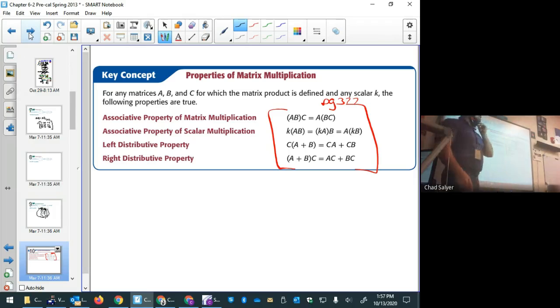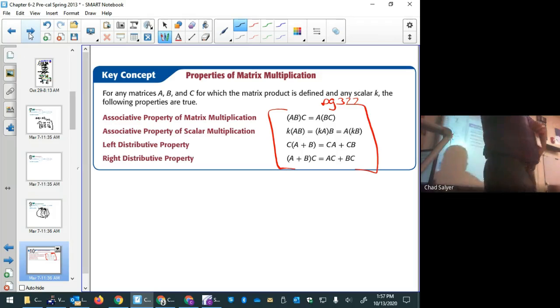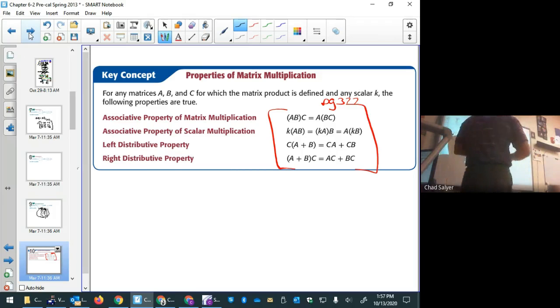So some properties of matrix multiplication, these are on page 377, so you don't have to write them down, but we will discuss them briefly because you're going to see me employ these. There is an associative property of a string of matrix factors. So I could do this product first and then multiply by this. I could do this product first and then multiply by that.